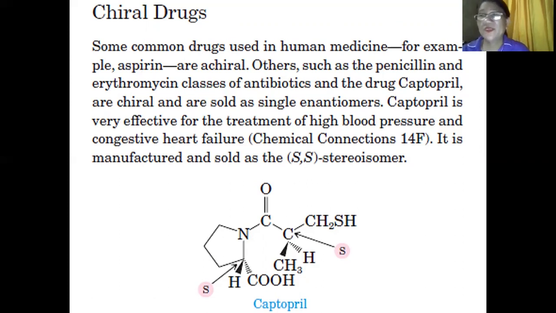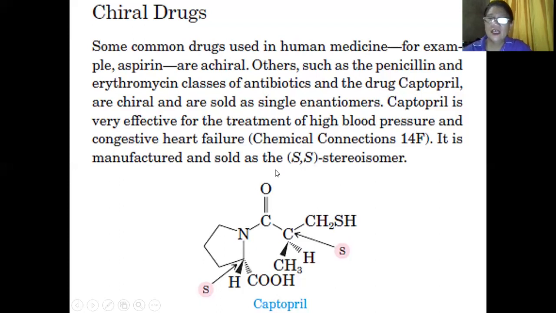If you have a sudden increase in the blood pressure, you need to take that captopril. That is lowering of the blood pressure in an instant. So that is being placed underneath the tongue for a few minutes, and after that, this will lower the blood pressure of those who have a sudden increase. So that is captopril. This is a very effective treatment for high blood pressure and congestive heart failure.